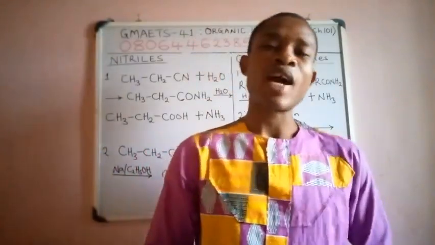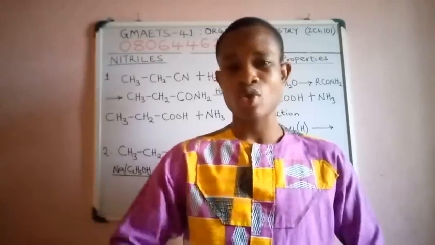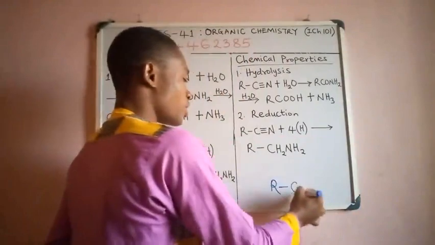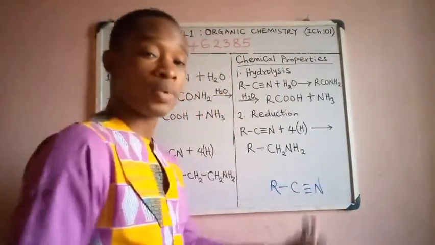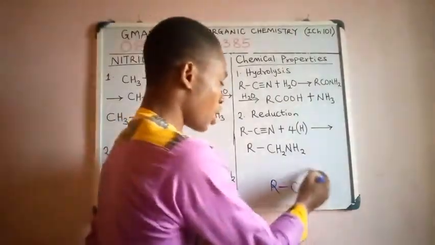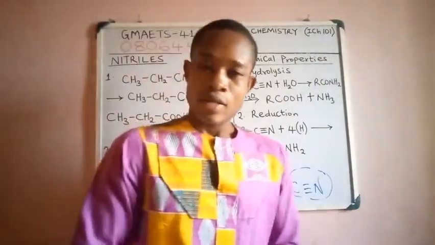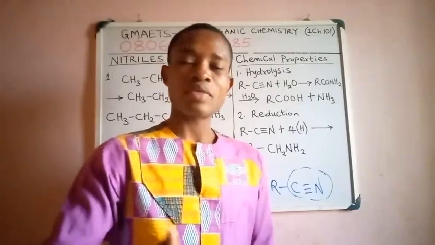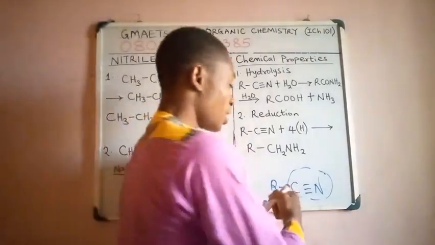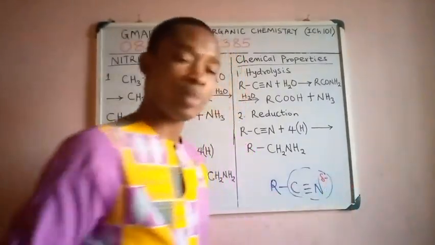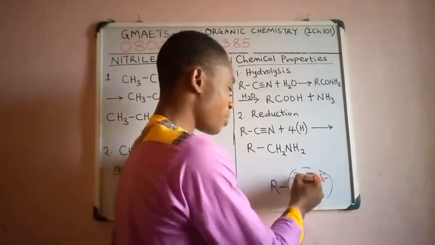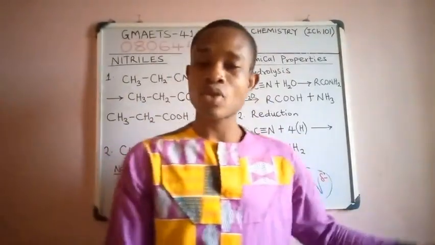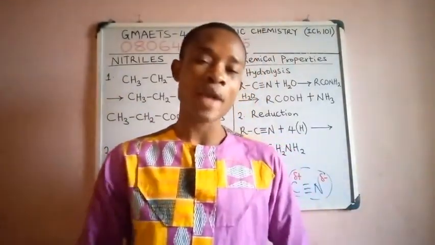Now, what is responsible for the high boiling point of nitriles as compared to the corresponding homologs? Nitrile is represented by this functional group. This part of nitrile is polar. The functional group part of nitrile is what? Polar. Because it is polar, it makes the boiling point very high. Nitrogen here has a partial negative polarity, while carbon here has a partial positive polarity. And it is the polar nature of the functional group side of nitriles that makes the boiling point quite high.